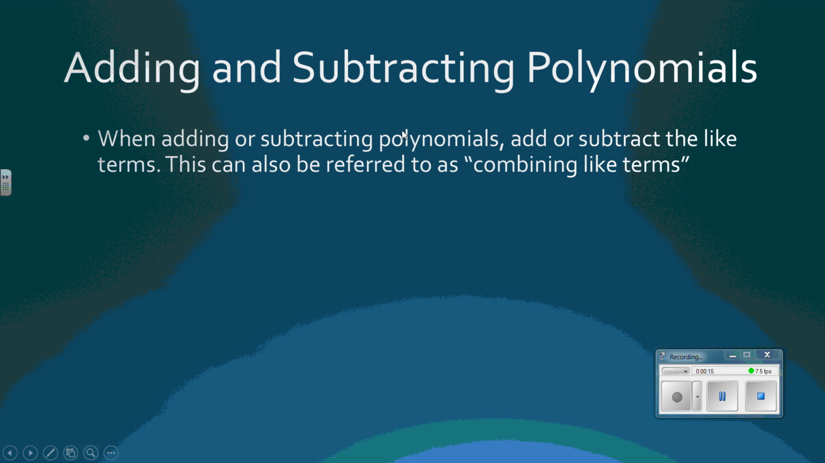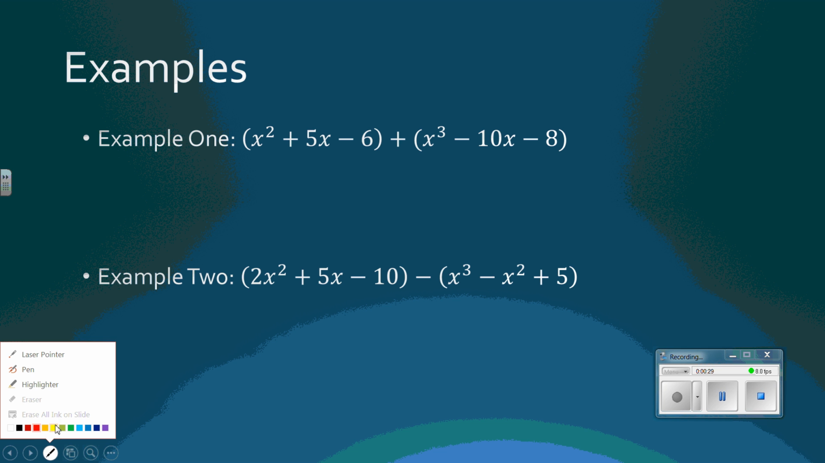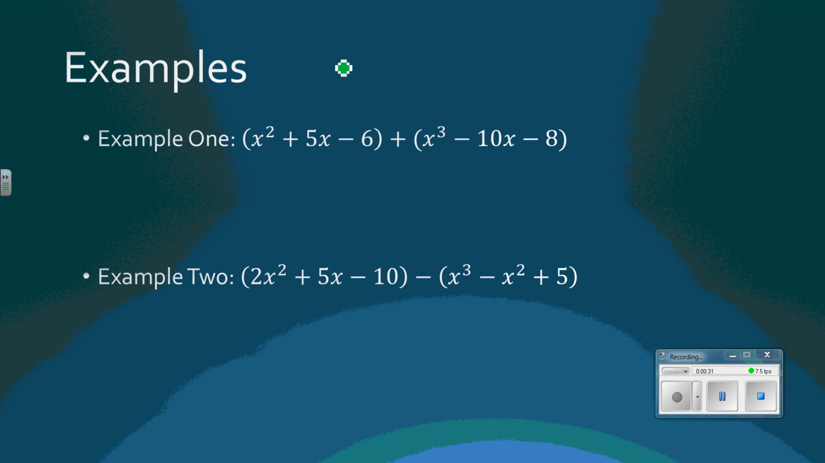Adding and subtracting polynomials. When adding and subtracting polynomials, add or subtract the like terms, or the terms that look alike. This can also be referred to as combining like terms. So one thing you might want to write if you're not familiar with this is that like terms have the same variable and same exponent. So like 5x, that is like with negative 10x because it has the same variable but no exponent.